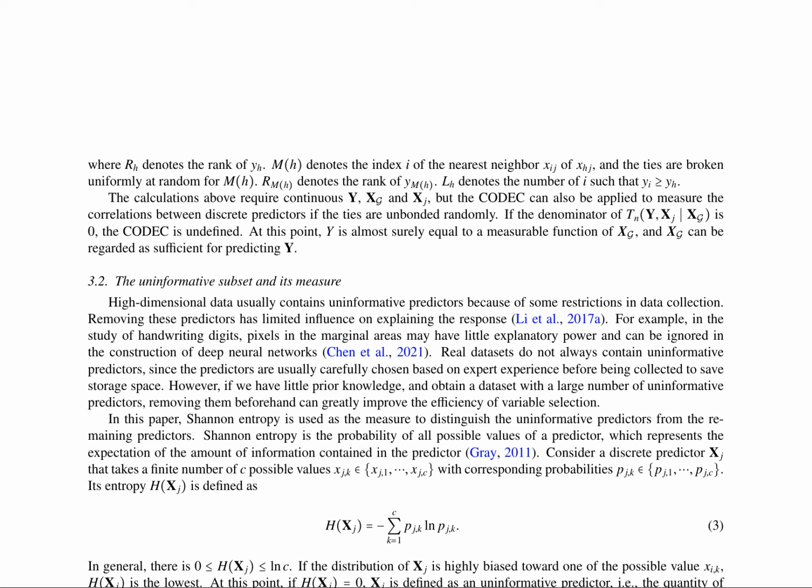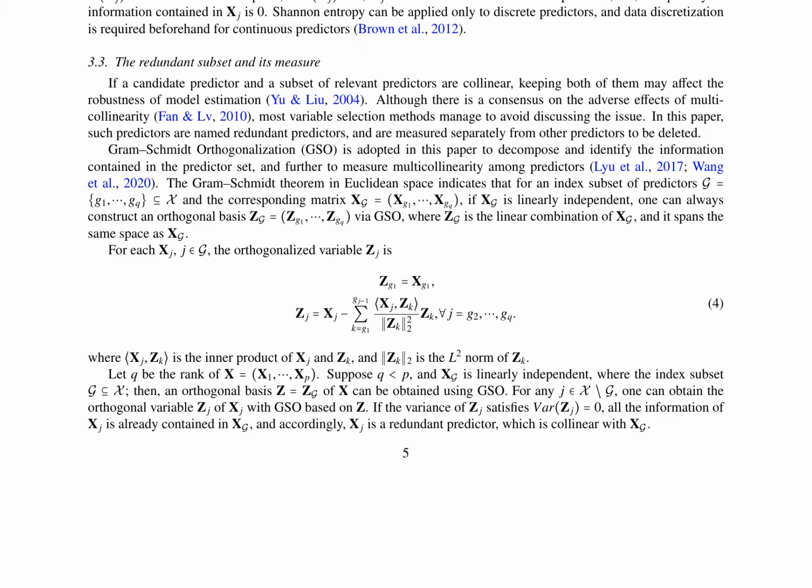For discrete predictors, Shannon entropy is used to measure their information content. Continuous predictors, however, require data discretization before applying Shannon entropy. The method also introduces the concepts of uninformative and redundant predictors. Uninformative predictors are characterized by zero Shannon entropy, signifying that they contain no information about the response variable.